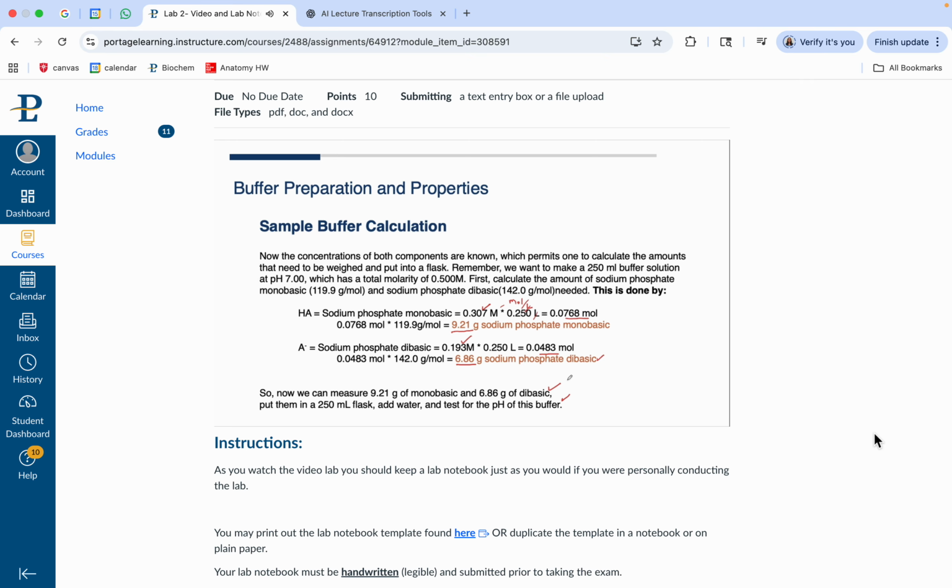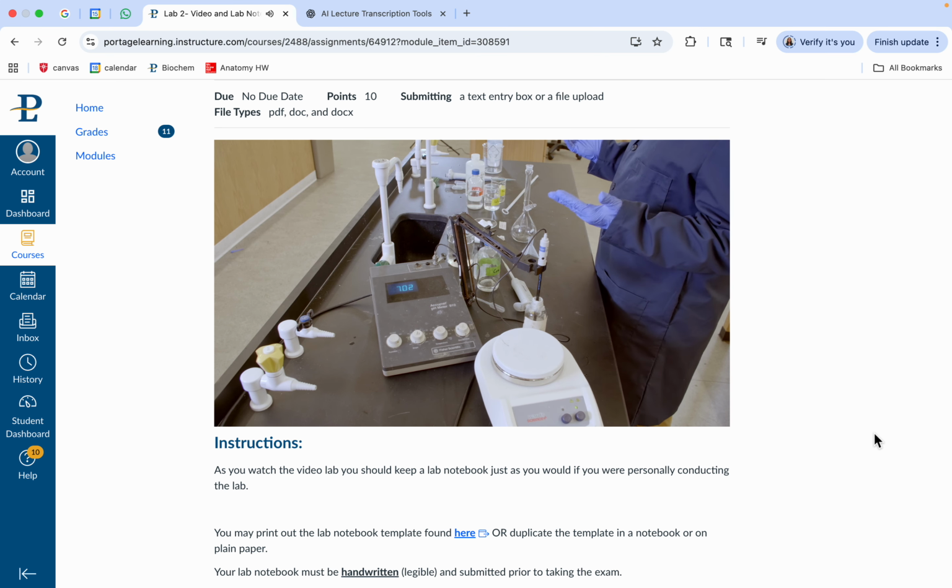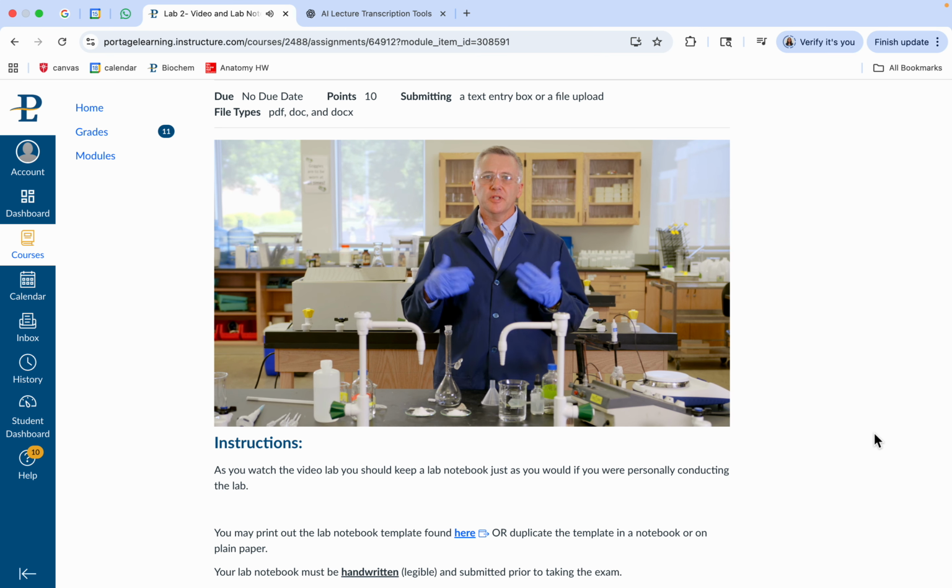And then once it's at 7, if it's not quite there, we can add some acid or base, as is typical, to get it to a pH of 7. So now that we've calculated how to make a buffer and gotten the appropriate amounts of sodium phosphate monobasic and sodium phosphate dibasic, we're going to go ahead and prepare that.